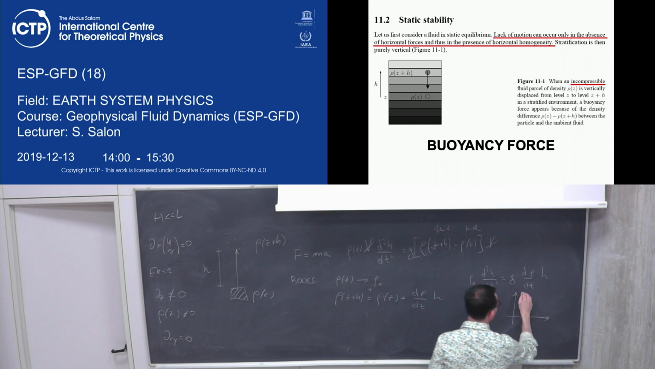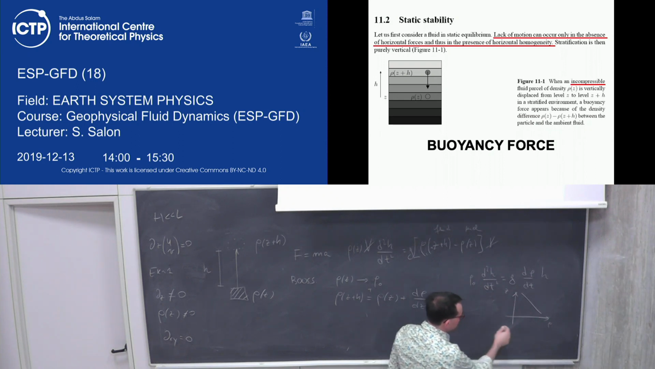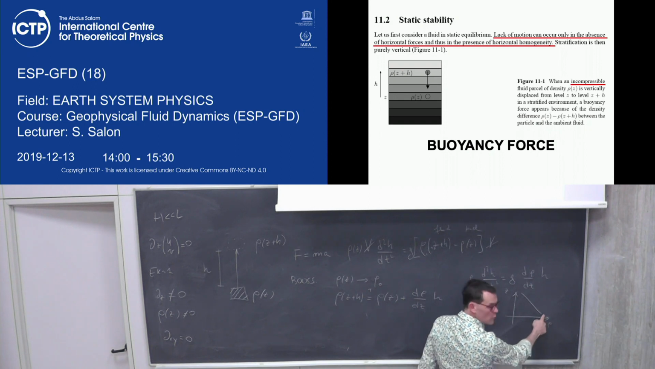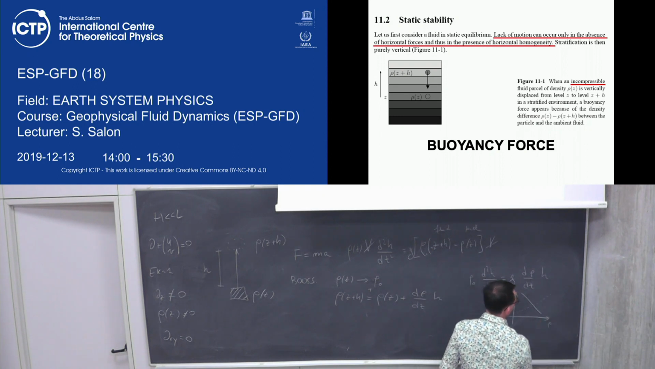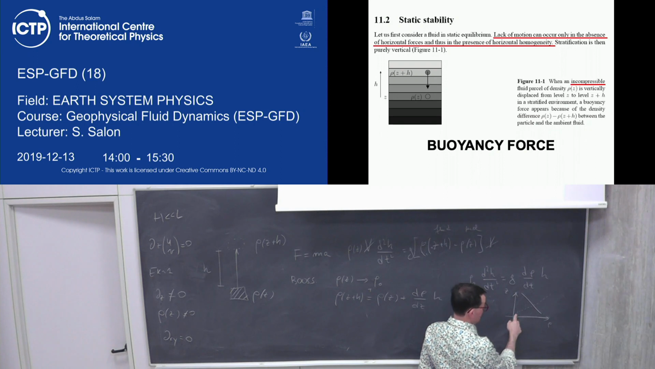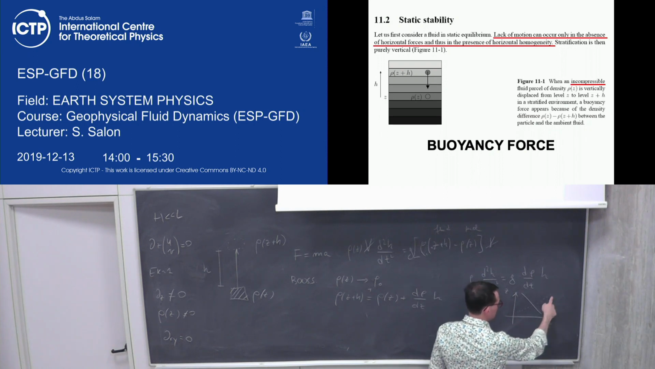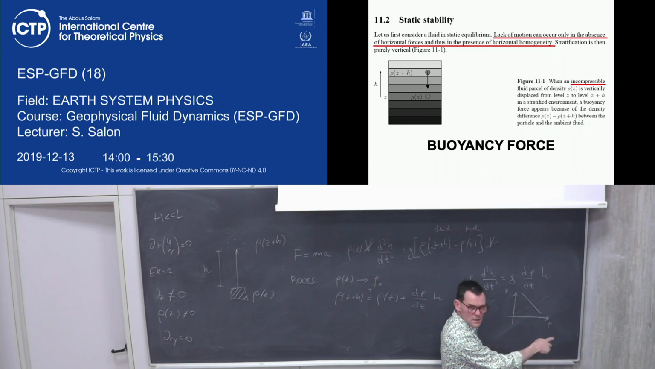So if we have something which goes like this, where this is rho and this is z, it means that we have heavier fluid on the bottom and lighter fluid on the top. The contrary will be lighter fluid on the bottom and heavier fluid on the top. So in this situation, what do you think? Is it stable or unstable? The first one is stable, and the second one is unstable.